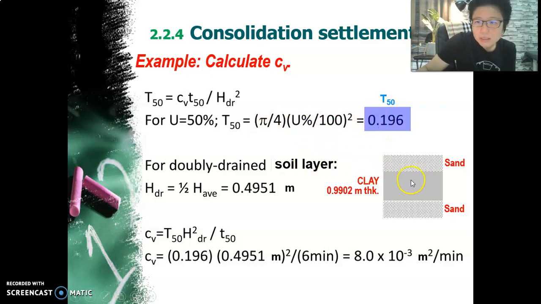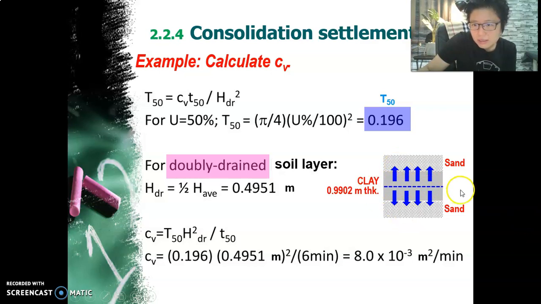And because the clay is sandwiched by two layers of sand, top and bottom, it is a doubly drained soil layer. Meaning what? Meaning that the water coming out from the clay is going up and down, so you have to take the center line. When we calculate settlement for any clay layer, we are taking the center line or the mid-height of the clay layer anyway. Right? Got it? Double drain means you have to divide the clay thickness by 2. As you can see here, the drainage height is not the full height of 0.9902, it's 0.9902 divided by 2. Then once you get that, put it into the equation and you get the number there.